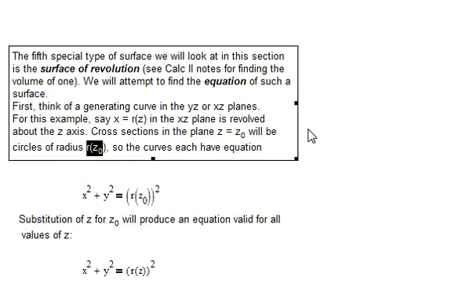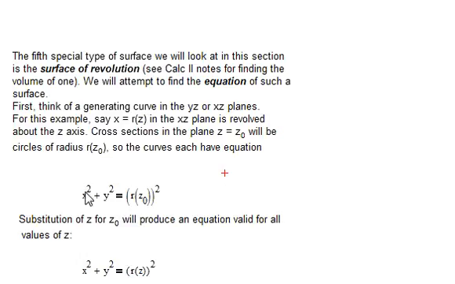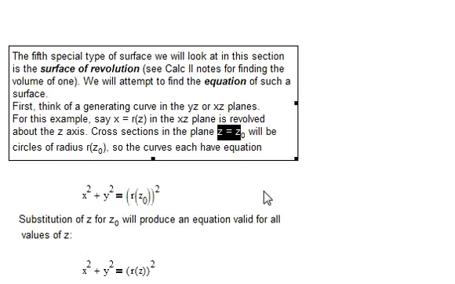Remember, the cross sections are always circles. When you chopped some surface of revolution up the right way, you wound up adding up all these nearly cylinders, although they weren't actually cylinders. They're small enough that it didn't matter. So that should be familiar, you'll get circles in one direction. And so x squared plus y squared would be equal to r of z sub 0 squared in the plane z equals z sub 0.